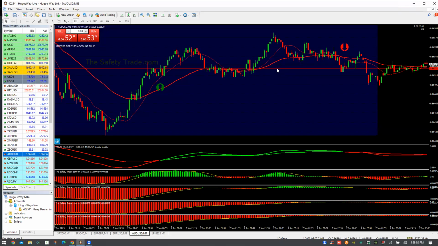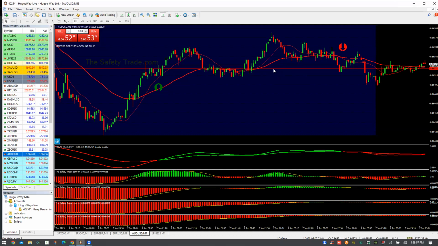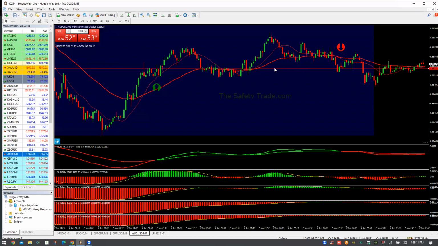Each minute a new candle is formed. So how often does the arrow pop up? Is it every minute as well? Or do you say touch the direction?